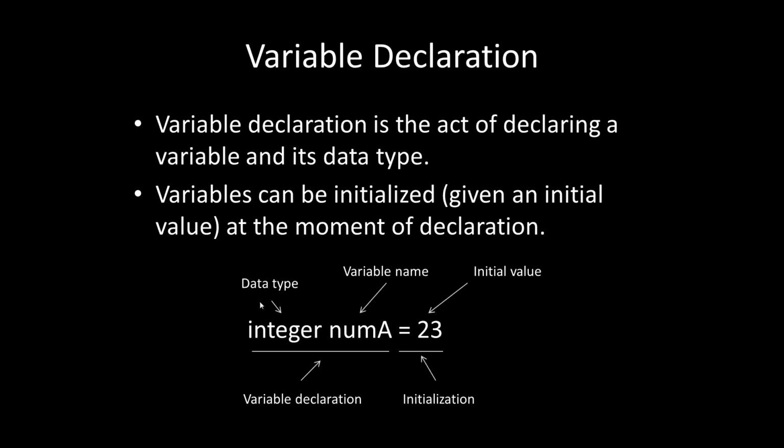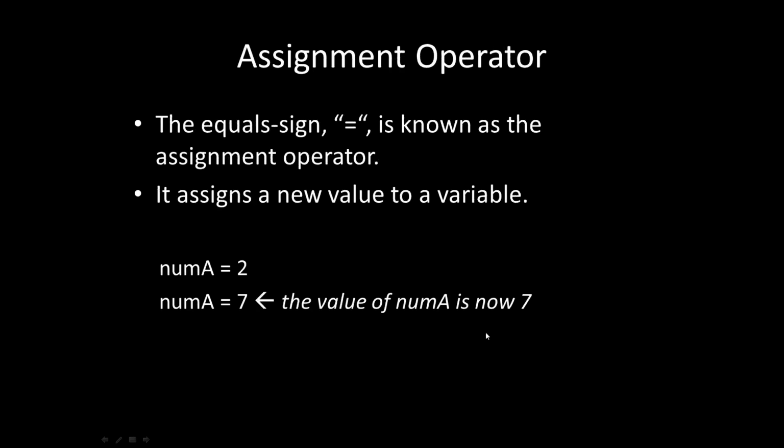So here we have a variable declaration in simple pseudocode style. We have the variable declaration, and we have the initialization. Part of the variable declaration is the data type, in this case integer, and then the name, in this case num_a. So now we have an integer variable called num_a, and it's being initialized to an initial value of 23.